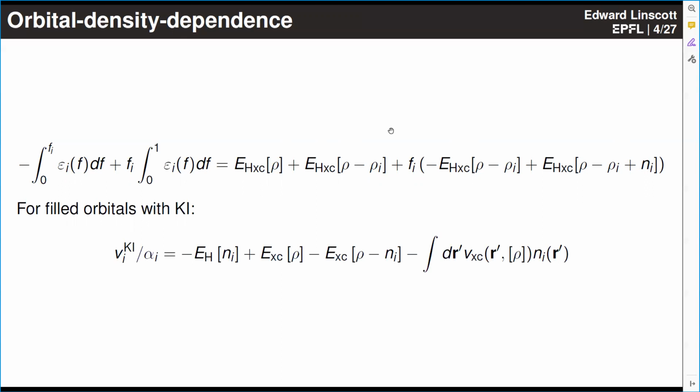Here we can see, in the specific case of an orbital that is filled and we're dealing with the KI functional, explicitly this dependence on orbital density. Here, n_i is the density of a specific orbital. And so this is what Andrea was mentioning: we've now got as many potentials as we have orbitals in our system, but each of these potentials is local.